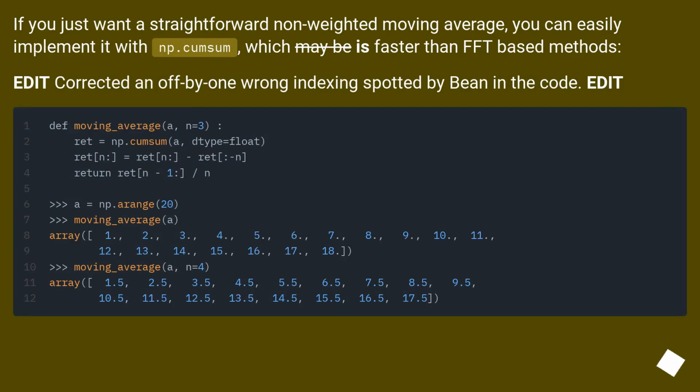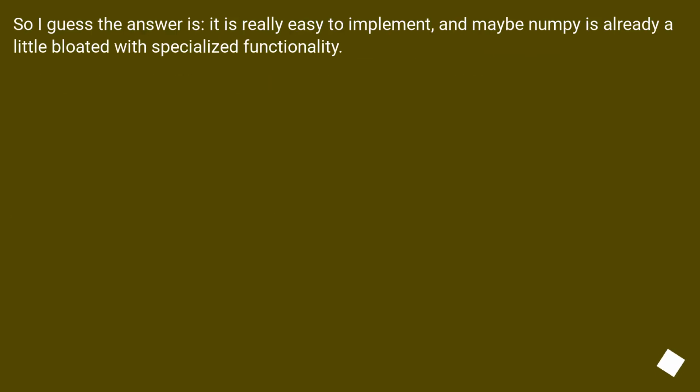If you just want a straightforward non-weighted moving average, you can easily implement it with np.cumsum, which may be faster than FFT-based methods. Edit: corrected an off-by-one wrong indexing spotted by a commenter in the code. So I guess the answer is, it is really easy to implement, and maybe NumPy is already a little bloated with specialized functionality.